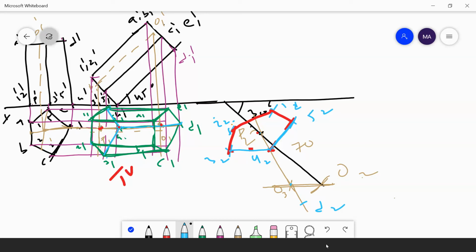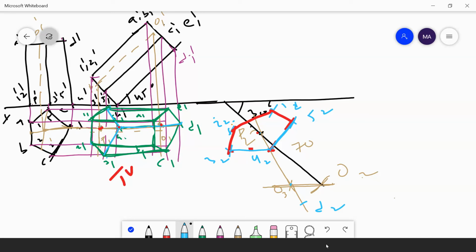What I am doing is, I am taking O1 A1 as a radius on the compass, O3 as a center. I am drawing one arc here. Similarly, I am taking D1 A1 as a radius, D2 as a center, cutting the arc here. Similarly, I am taking O1 B1 as a radius, O3 as a center, drawing one arc here. I am taking D1 B1 as a radius, D2 as a center, cutting this arc here.